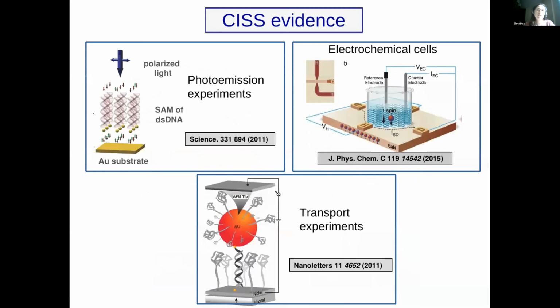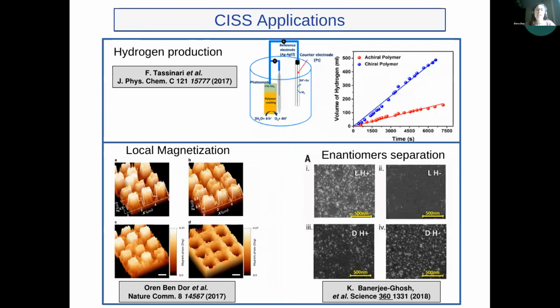So there are plenty of CISS experimental evidences, as Professor Naumann told us before, related to photoemission experiments where electrons are not bound, or also in electrochemical cells and transport experiments where the electrons are bound to the molecules. And in this talk, my model will be dealing with transport experiments in particular. Also, as he said, the experiments are quite robust in their results, so even some applications have been proposed already. I leave you some references to look at if you're interested.